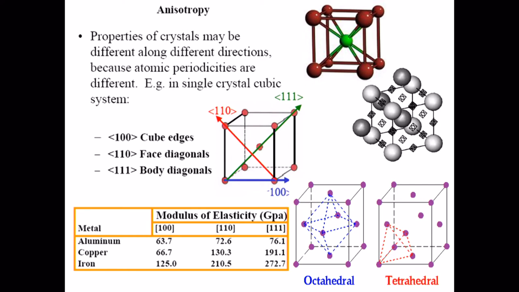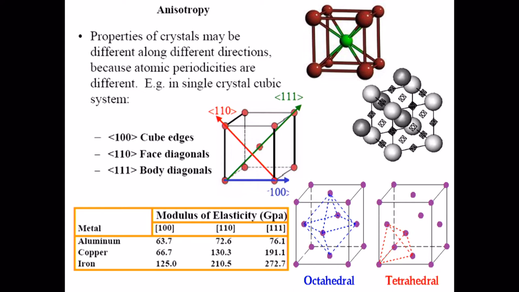For the device structures, why do you have to study these things? Whatever structural characteristics, it is anisotropic. Even a cube is isotropic because A is equal to B equal to C. Cube is isotropic. But even in the cube, you can see cube edges, you can have face diagonals, you can have body diagonals. These are not isotropic. Cube edges, face diagonals, body diagonals, it is anisotropic.